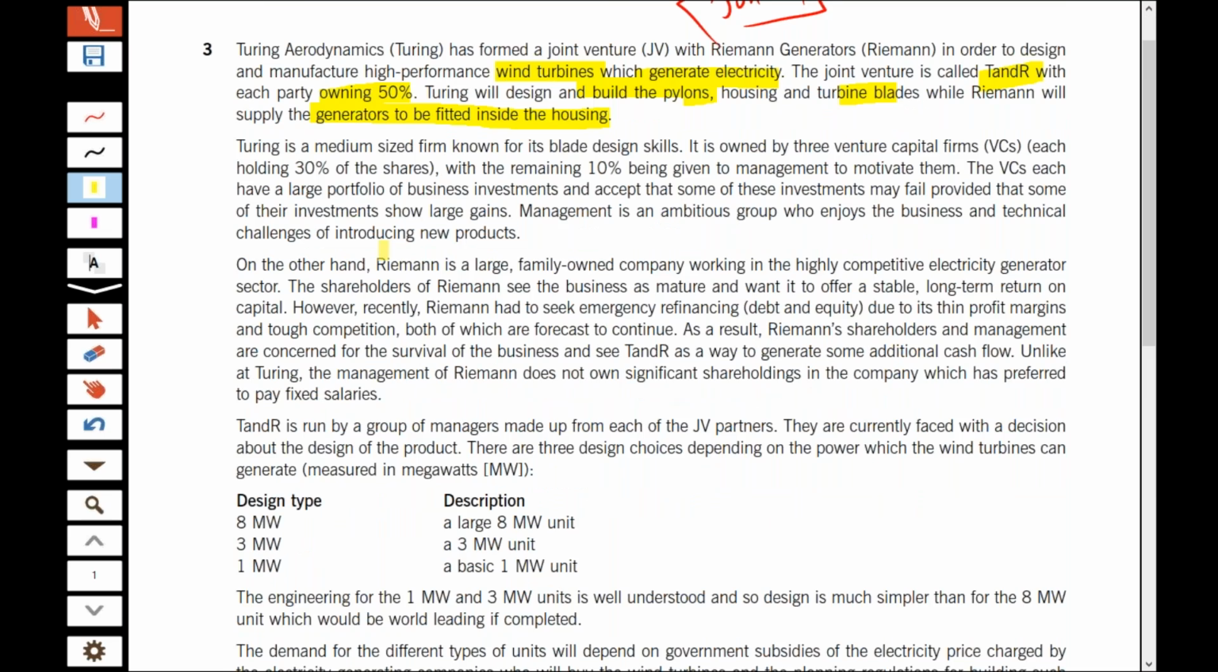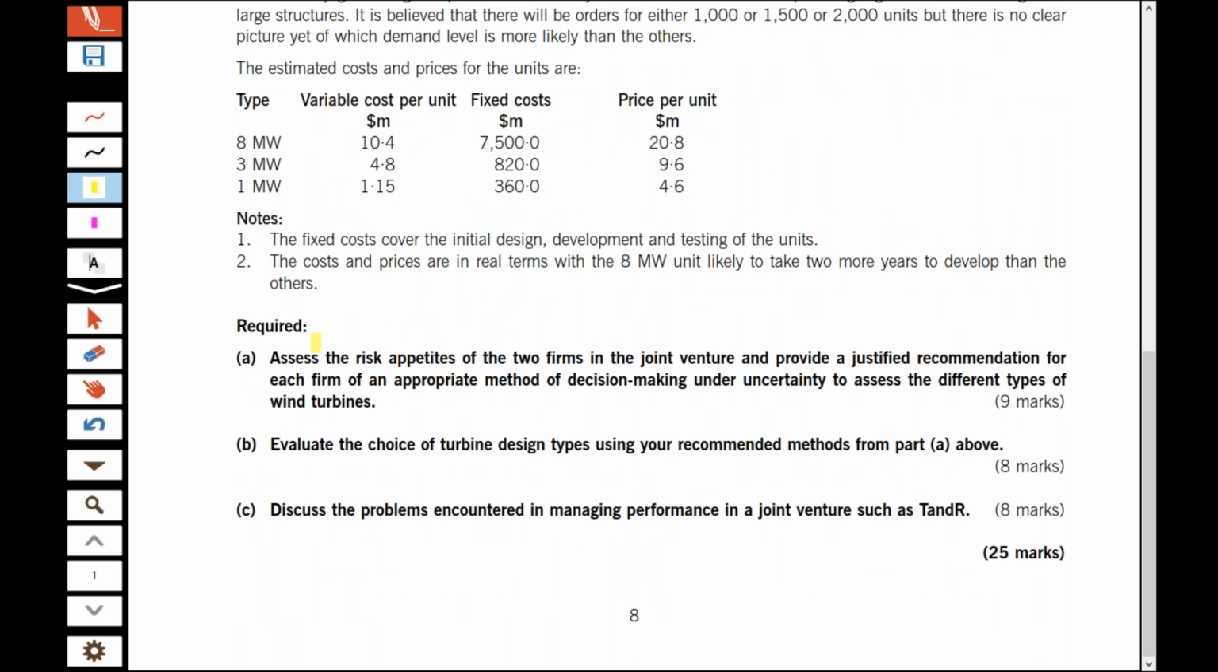fitted inside. Now, what exactly is the requirement of the question? It says assess the risk appetites of the two firms in the joint venture and provide a justified recommendation for each firm of an appropriate method of decision making under uncertainty to assess the different types of wind turbines. Now, you need to understand what exactly you are going to be writing down in the answer to this question. See the question again. It says assess the risk appetites of the two firms in the joint venture and provide a justified recommendation for each firm of an appropriate method of decision making under uncertainty to assess the different types of wind turbines.